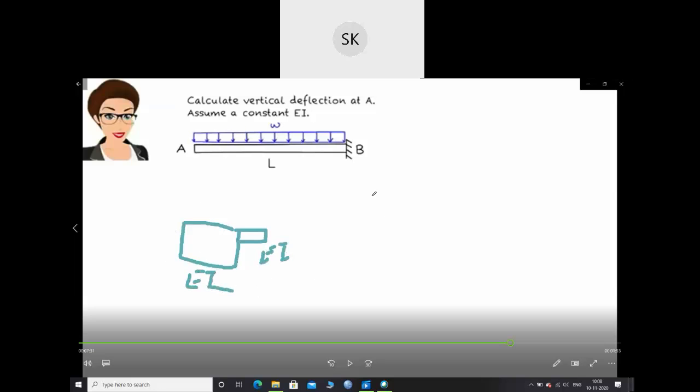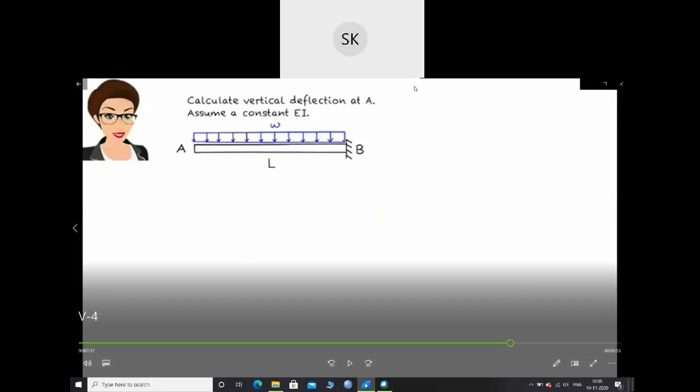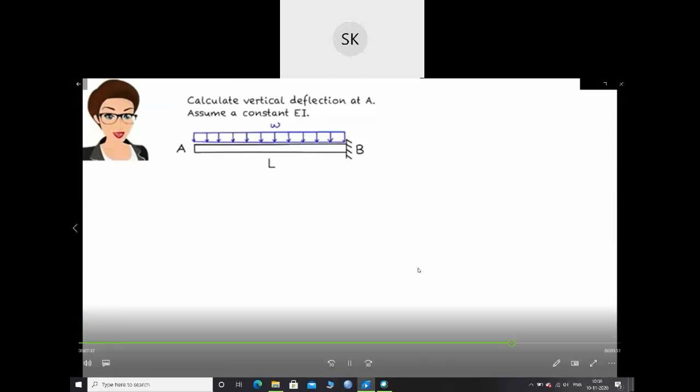That means the first part of the beam is much thicker than the other part of the beam. So what will happen? The EI value will be different for this part, and the EI value will be different for this part. But here it says that EI is the same for the whole section. Assume constant EI.